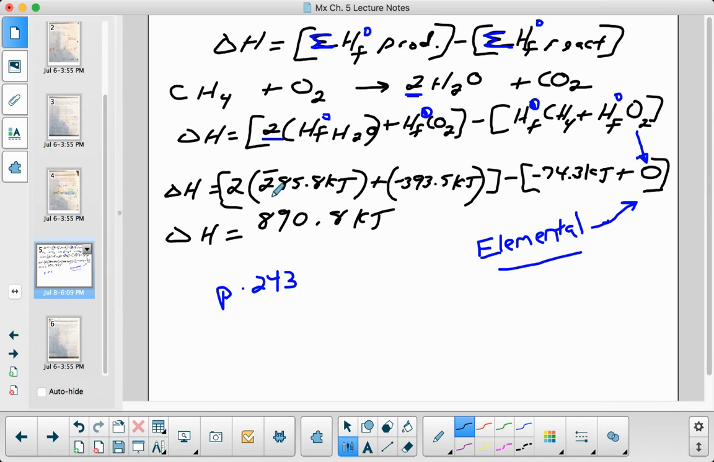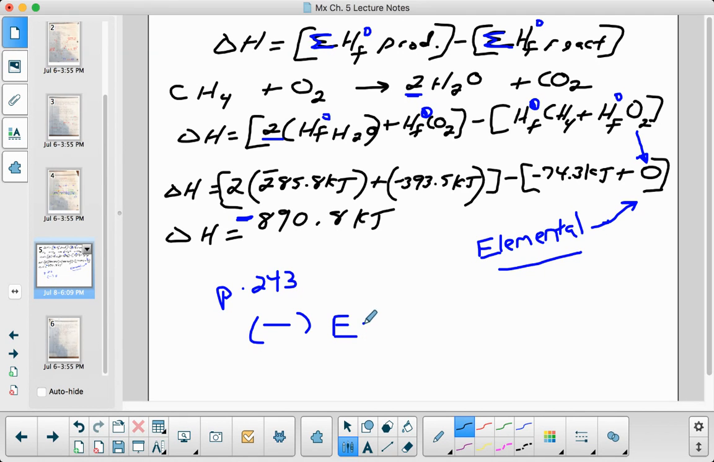So then I just perform a little bit of addition and subtraction here, keeping track of my signs, and I get a value of 890.8 kilojoules, and I didn't do a very good job keeping track of my signs. That is actually a negative 890. And that's really important that you keep track of the sign, because it's a huge difference between a positive and negative. The negative means that it is exothermic, energy is released.